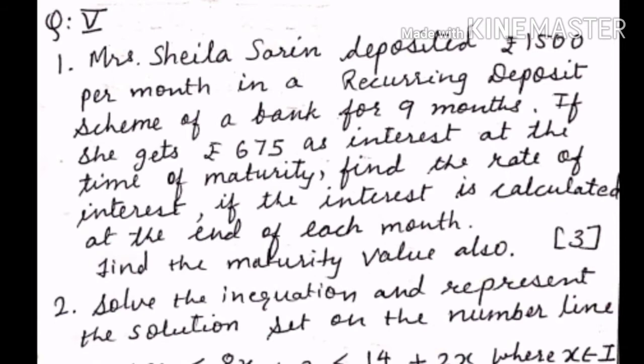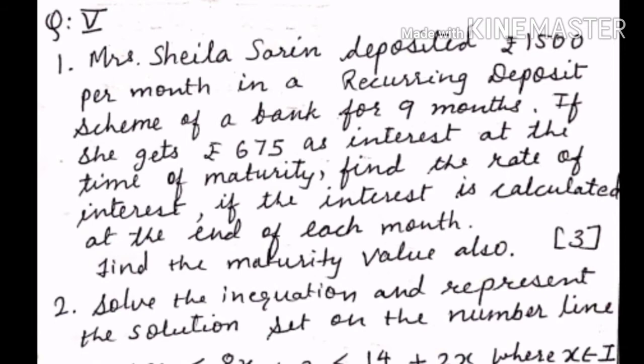1500 is the principal given here, and 9 months, that is the time period, and she gets 675 as interest at the time of maturity, means interest is already given. You have to find the rate of interest, and it is also given that interest is calculated at the end of each month. Also you have to find the maturity value. So students, you should first remember the formula SI and also the maturity value. Okay, so after getting the correct answers you will get full 3 marks.